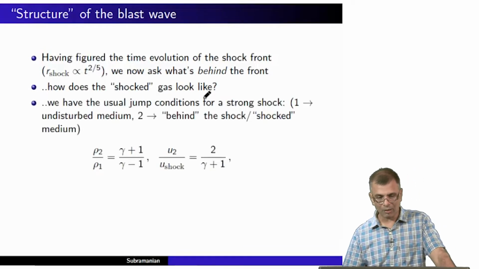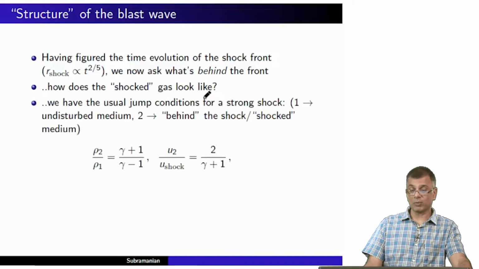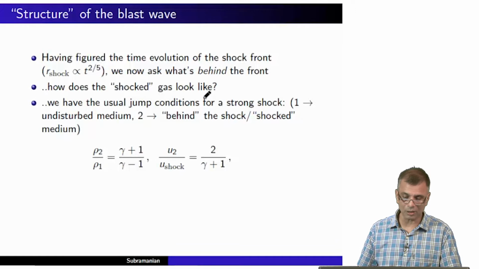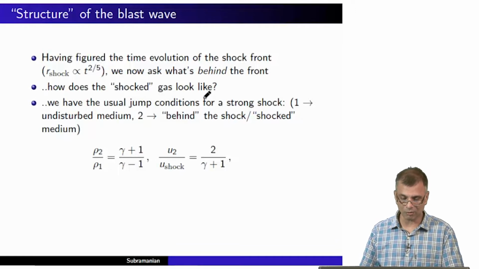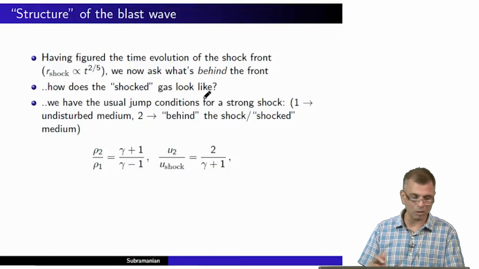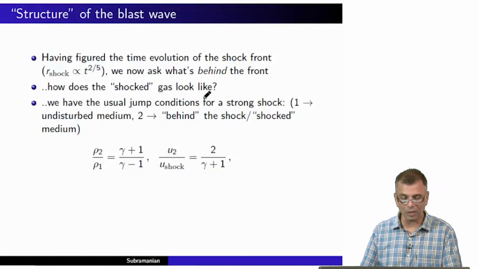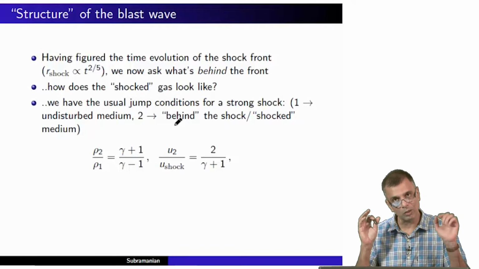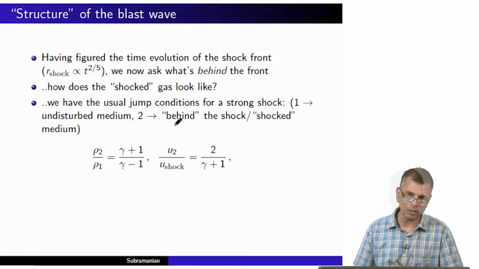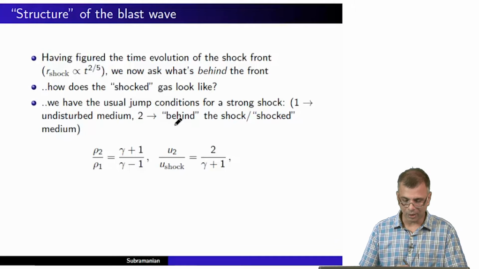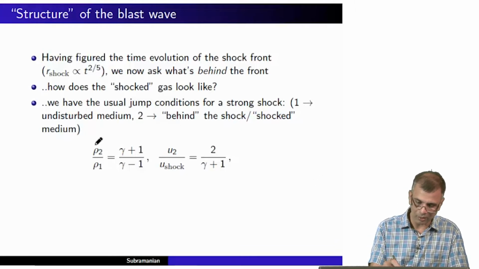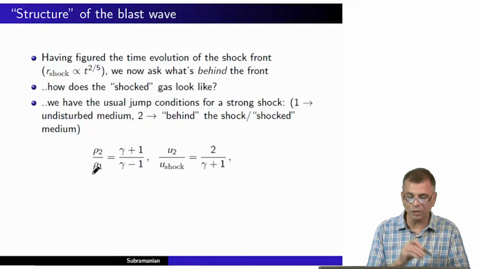Now, we have the usual jump conditions for a strong shock. You remember this from our earlier discussion of shocks. The subscript 1 would describe the undisturbed medium. 2 would be behind the shock, or the quote-unquote shocked medium that we just saw in the beautiful picture. So this would be the shocked density, and this would be the unshocked density.